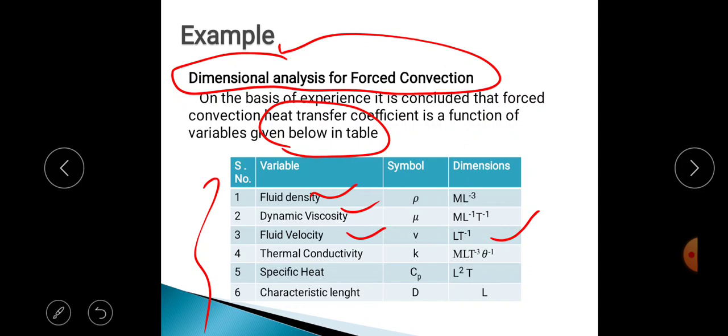Fourth is the thermal conductivity with the symbol K and dimension M L T^-3 theta^-1. Here theta represents the temperature term. Next is the specific heat with the symbol Cp and the dimension L^2 T^-2 theta^-1. And last is the characteristic length with the symbol D and dimension L, of course. So these are the variables on which the forced convection heat transfer coefficient depends. So we have listed them here.